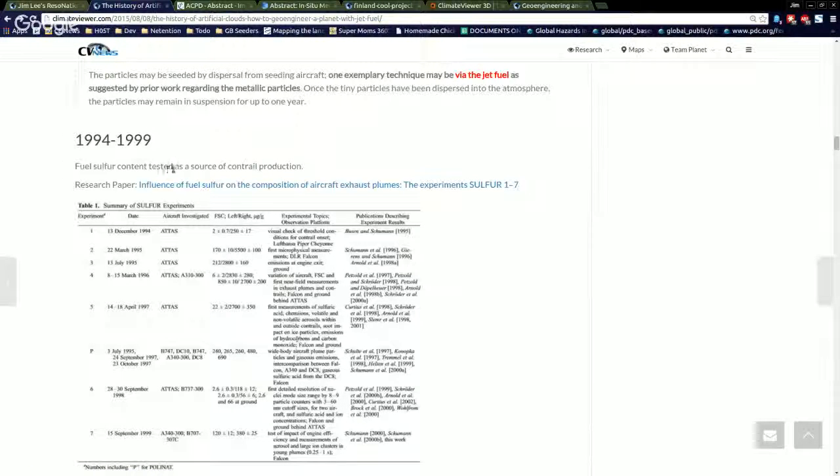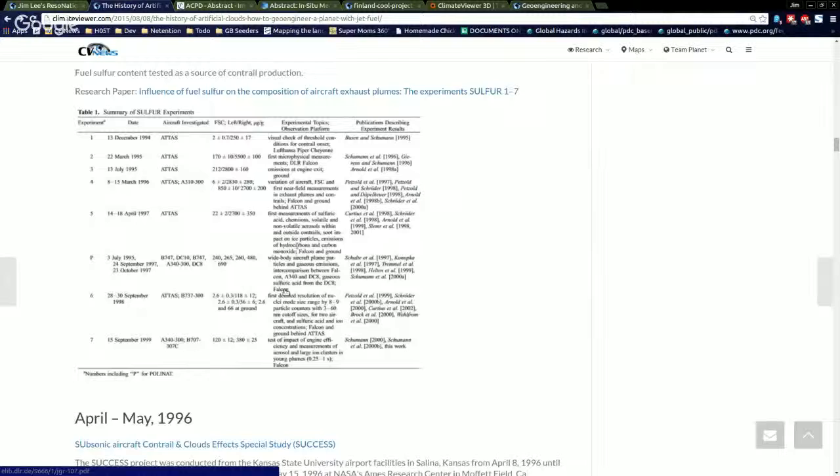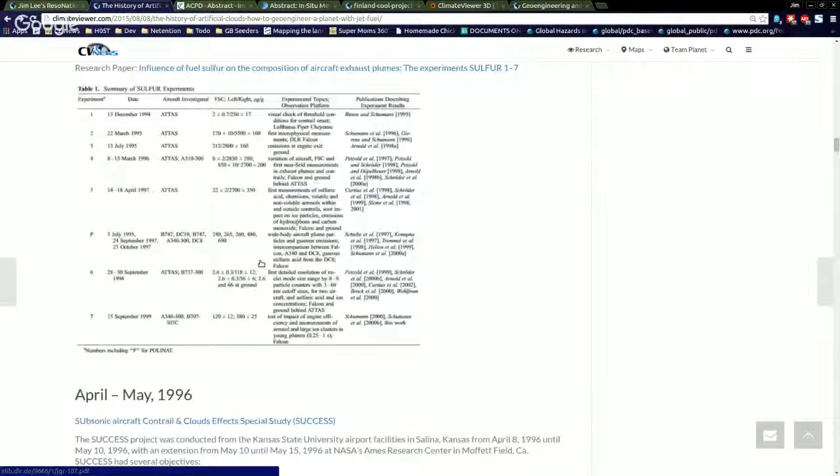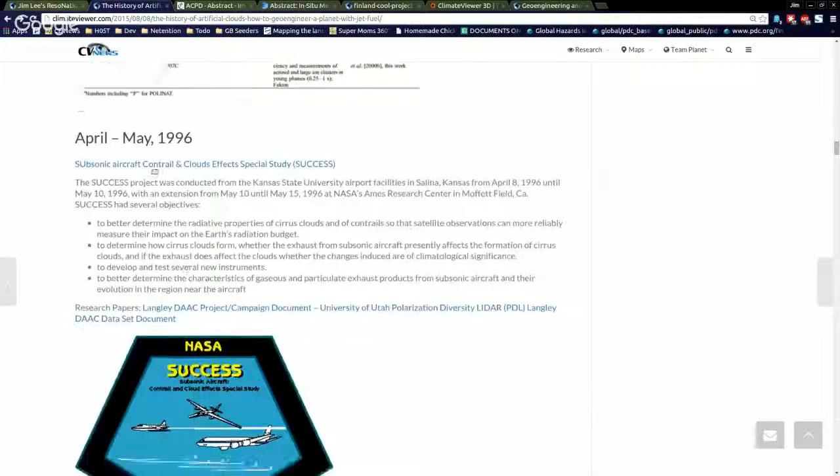Fuel sulfur content tested as source of contrail production. Influence of fuel sulfur content on the composition of aircraft exhaust plumes. The experiments, sulfur 1 through 7. Now, these 7 experiments, sulfur 1, 2, 3, 4, 5, 6, 7, were on chemtrails. They were studying the sulfur in the clouds coming out of the back of these planes. Subsonic aircraft contrail and clouds affects special study. Success.